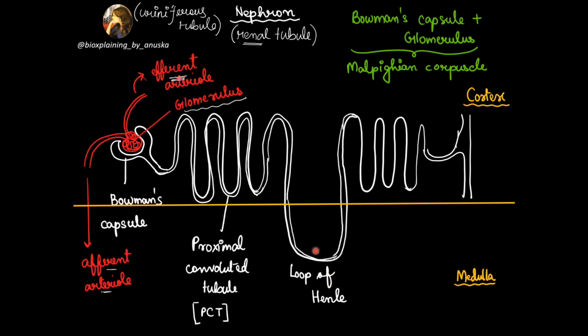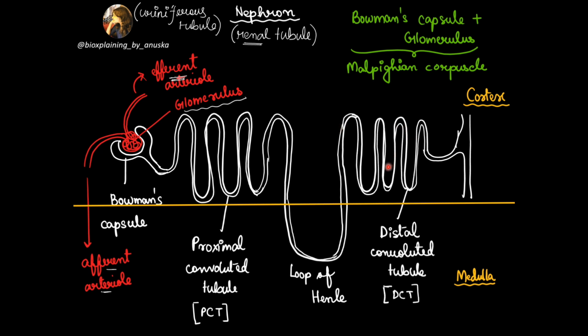The next part that we have is this U-shaped part, which is what we call the loop of Henle, because it was first identified by Henle. This loop of Henle starts in the cortex and then dips down into the medulla. So what is the cortex? The cortex is the outer part of the kidney, while the medulla is the inner part of the kidney. The loop of Henle begins in the cortex, then dips down into the medulla, and then again goes back into the cortex. The part that you have next to it is what we call the distal convoluted tubule.